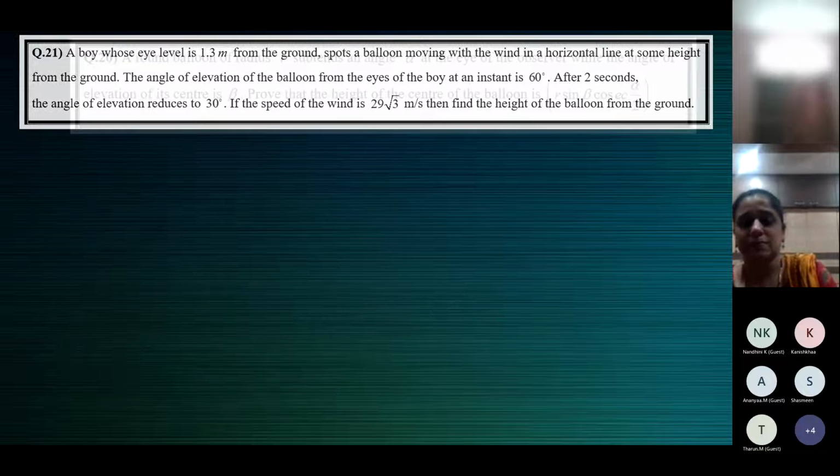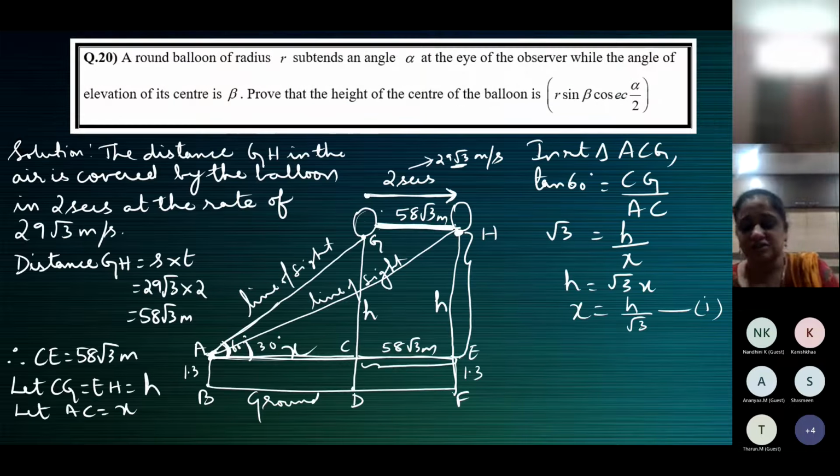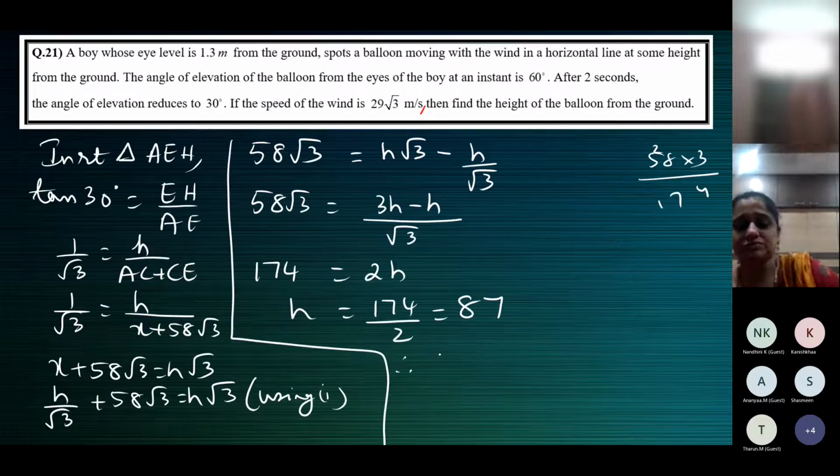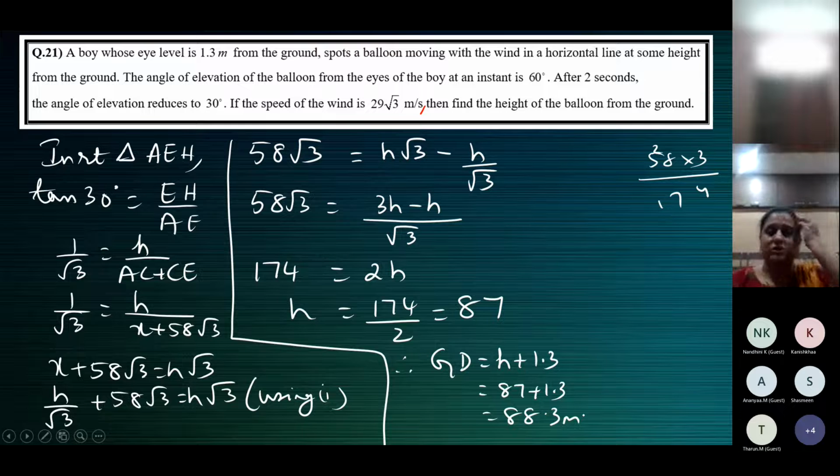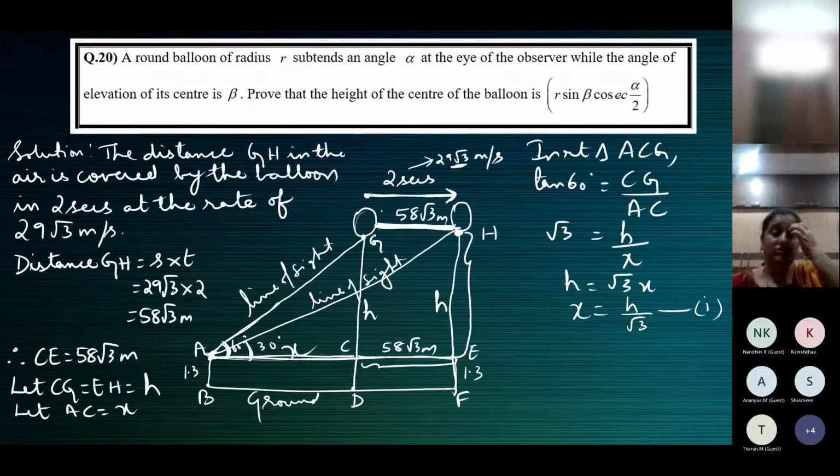Therefore, GD is equal to h plus 1.3, which is equal to 87 plus 1.3, which is equal to 88.3. Therefore, the vertical height of the balloon from the ground is equal to 88.3 meters.